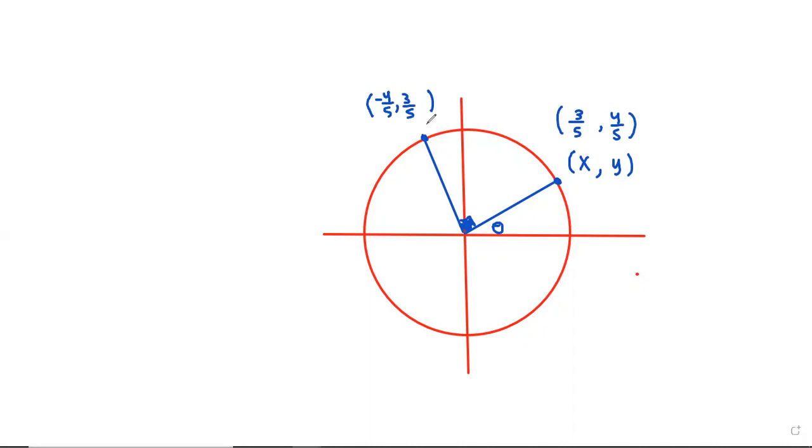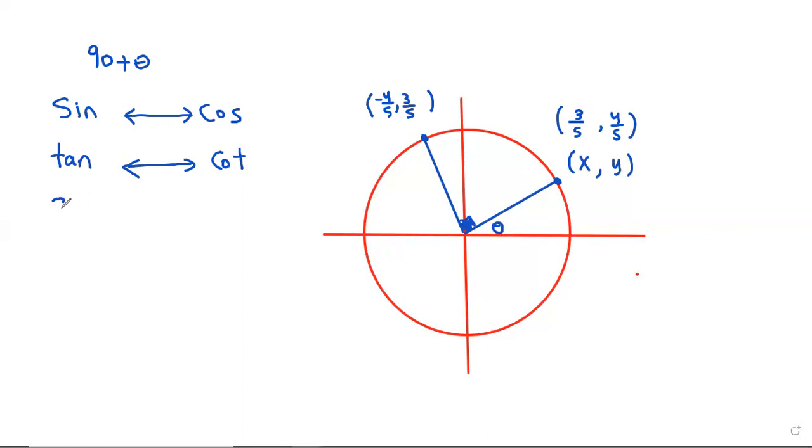What I want to say simply is that cosine is going to be sine, and sine is going to be cosine in the 90 plus theta. And if sine turns to cosine and cosine turns to sine in the 90 plus theta, you will find tan will be cotangent, and sec will be cosec.